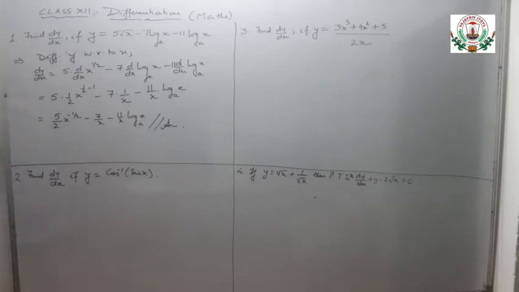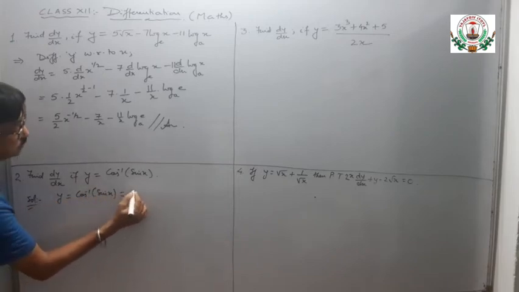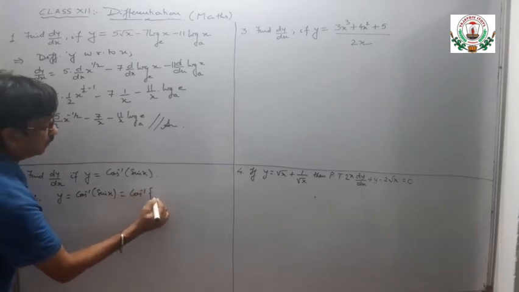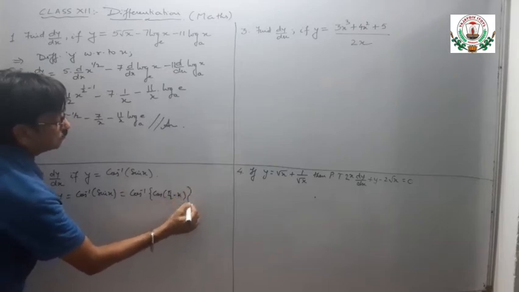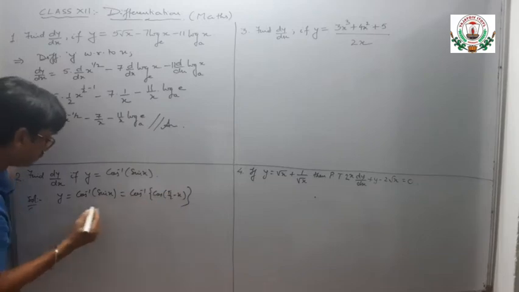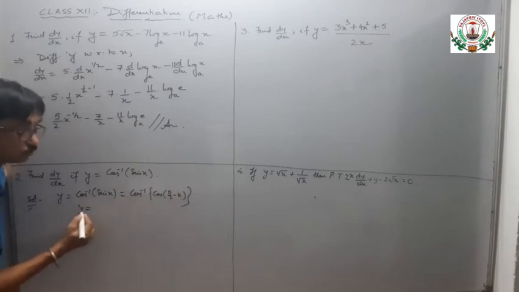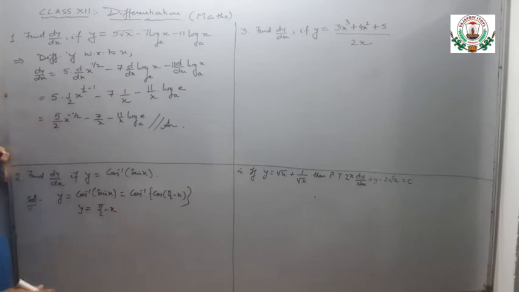Now the next one. y is given to us as cos inverse of sin x. This sin x can be replaced in the complementary form, that is cos of 90 minus theta. As we know that cos 90 minus theta is sin theta, so cos inverse of cos theta, by the inverse trigonometric function, it will become pi by 2 minus x, as cos inverse of cos theta is theta.